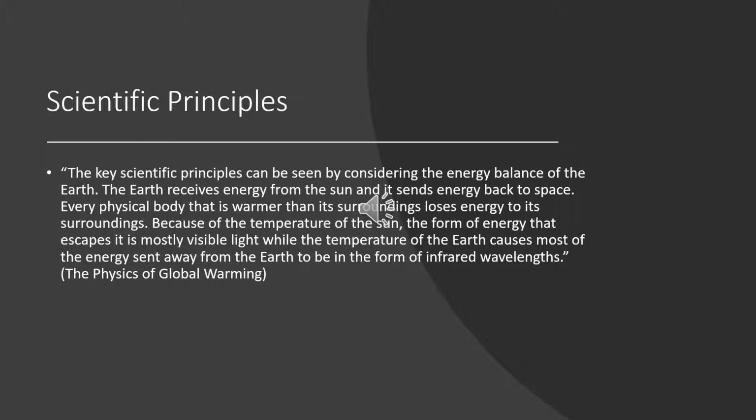The key scientific principles can be seen by considering the energy balance of the Earth. The Earth receives energy from the Sun and it sends energy back to space. Every physical body that is warmer than its surroundings loses energy to its surroundings. Because of the temperature of the Sun, the form of energy that escapes it is mostly visible light, while the temperature of the Earth causes most of the energy sent away from the Earth to be in the form of infrared wavelengths.